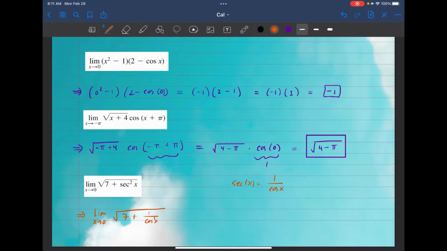Now I can go ahead and do the direct substitution. So this is square root of 7 plus 1 over cosine squared of 0. And what will this give us? We'll have square root of 7 plus cosine of 0 is 1. So 1 squared is 1, 1 over 1 is 1. This is simply square root of 7 plus 1, 8, which can be written as 4 times 2, and 4 will come outside of the square root. That's 2 square root of 2. So that's the limit for this function.